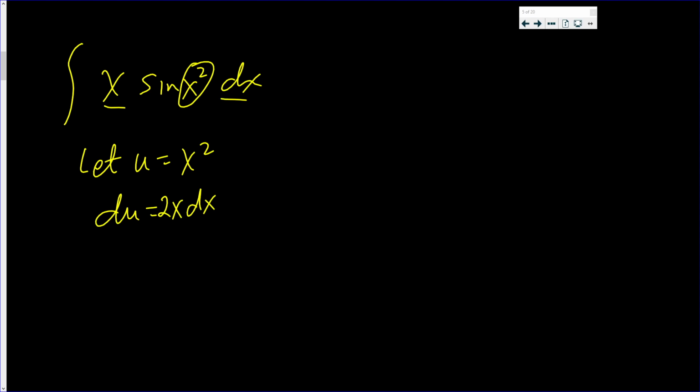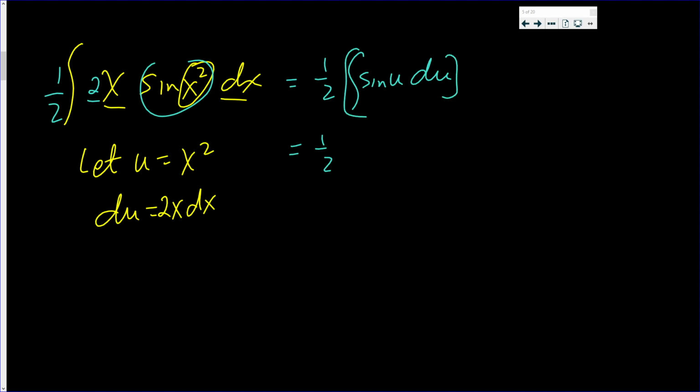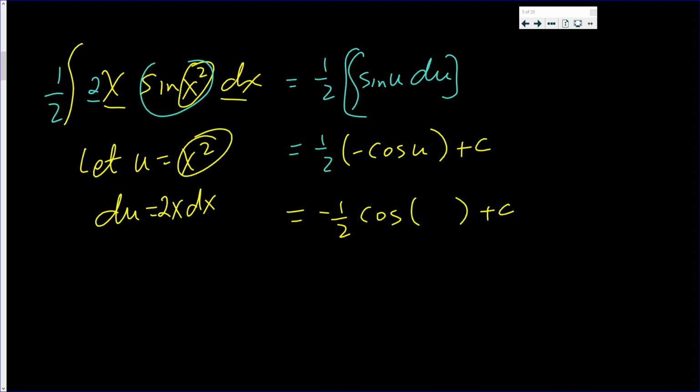Well, I have the x dx. Let me slip in a 2. So everything underlined, well, there's the half. Everything underlined is du. This here is sine of u. But I know that integral. The integral of the sine of u is negative cosine of u. So the final answer will be negative 1/2 cosine of u plus c, where u is x squared. That problem is done.